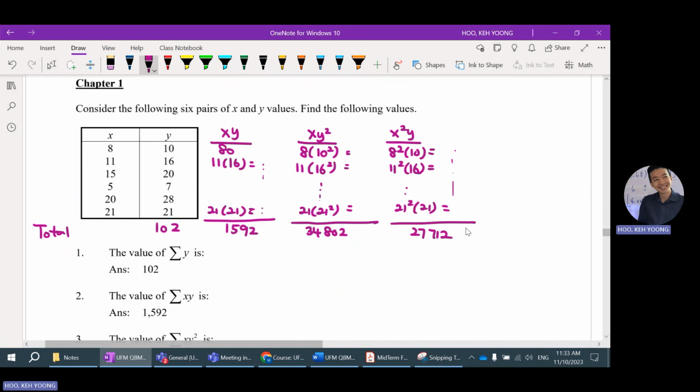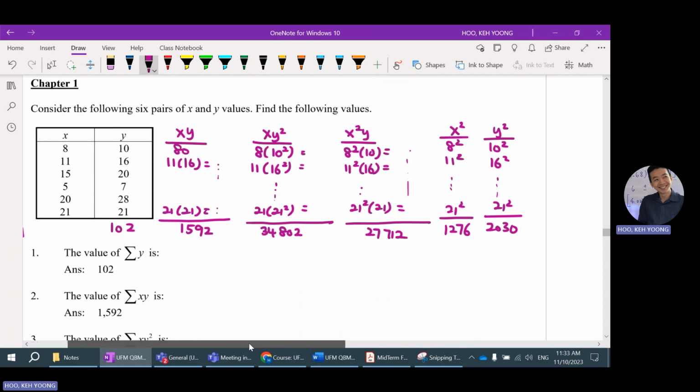Total x squared. So you have to find x squared. So 8 squared, 11 squared, until 21 squared. Add up all these values, we'll get 1276. Next one, total y squared. So create a column y squared. 10 squared plus 16 squared plus until the last one, 21 squared, we'll get 2030.